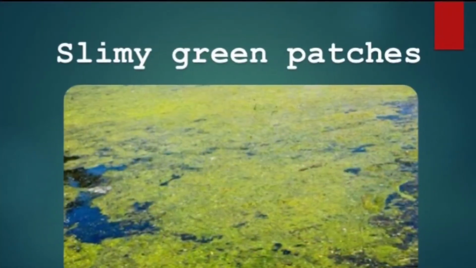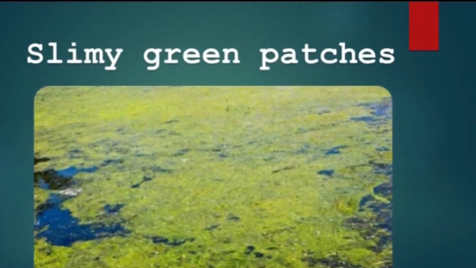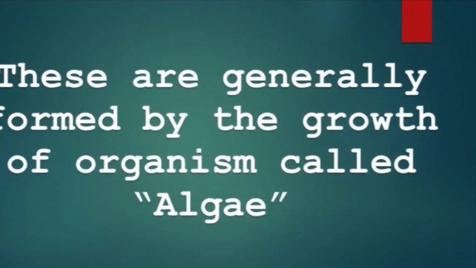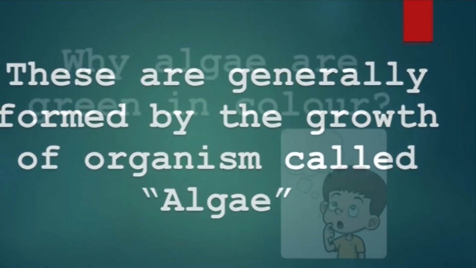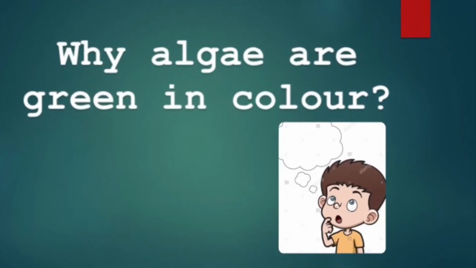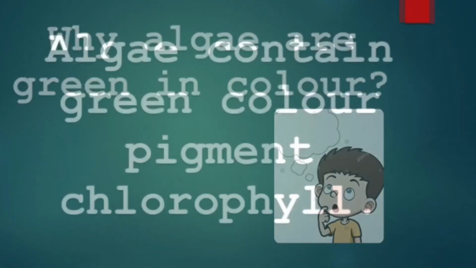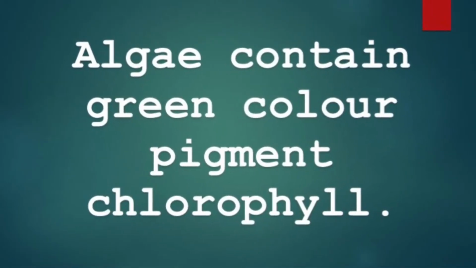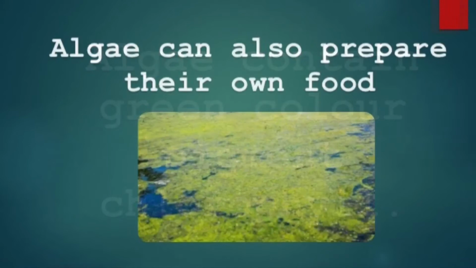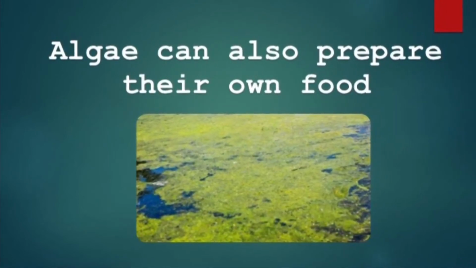You often see slimy green patches in ponds or in stagnant water bodies. These are generally formed by the growth of an organism called algae. Can you guess why algae are green in color? Yes, algae contain the green pigment, that is, chlorophyll. And chlorophyll helps algae to prepare their own food by the process of photosynthesis.